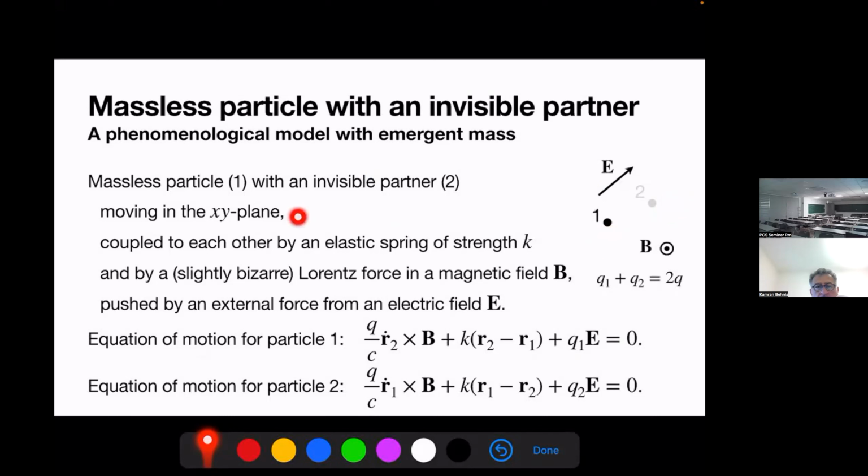And they're coupled to each other in two different ways, one by an elastic spring of strength K, and the other by a slightly bizarre Lorentz force in the presence of a magnetic field. What's bizarre about it is that the force on particle 1 is given by the velocity of particle 2, and vice versa. The force on particle 2, the Lorentz force on particle 2, is given by the velocity of particle 1. All the other forces are ordinary, so the spring force connecting these particles is just K times the distance between them. And there's an external electric field that couples to both particles.